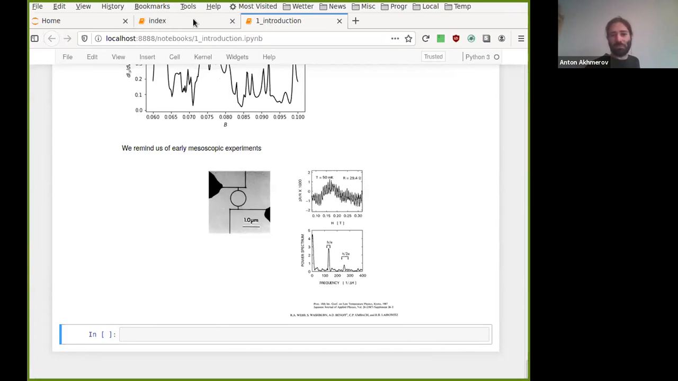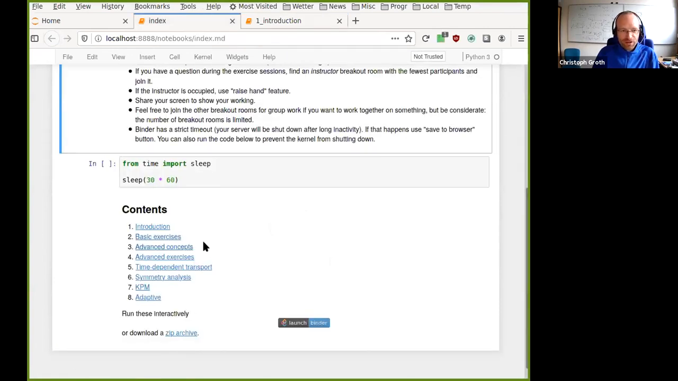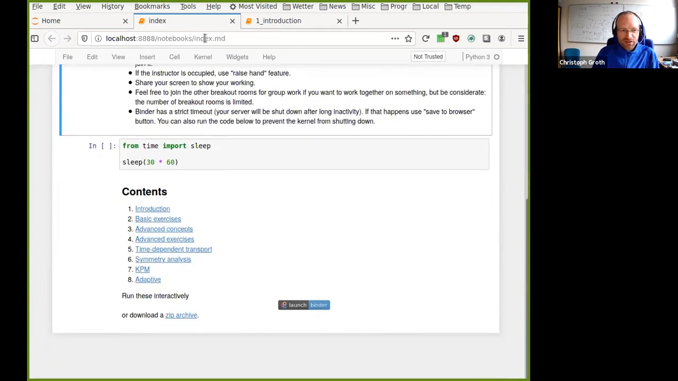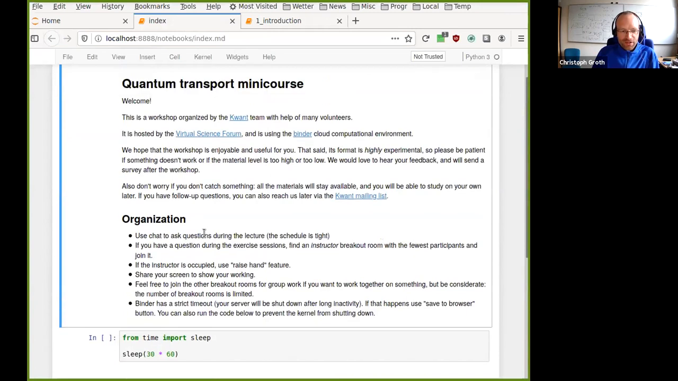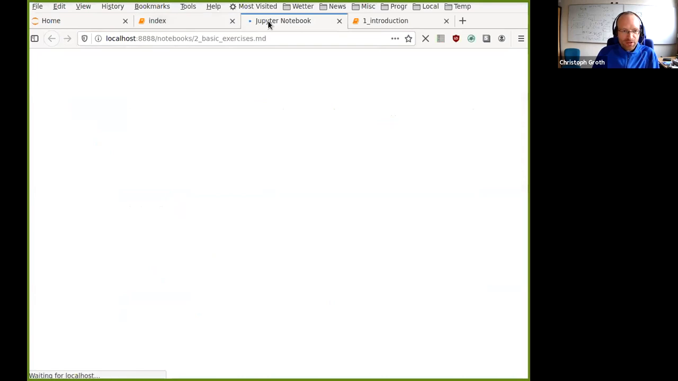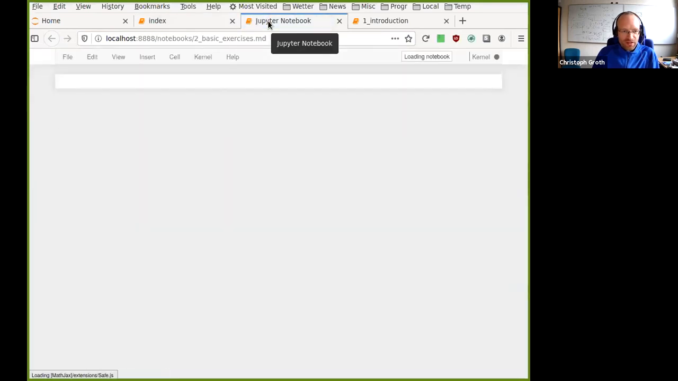Introduce the exercises. So I hope that you managed to open your binder or your notebooks locally. Then you should see, or in a moment you will, this index.md. This is just a notebook which doesn't have much code. It only has this one cell, and otherwise it has links to other notebooks. Introduction is just what we had, and now we are going for basic exercises. So when this is open, you can click simply on basic exercises and the notebook should open. So I will do so now. A new tab opens with basic exercises.